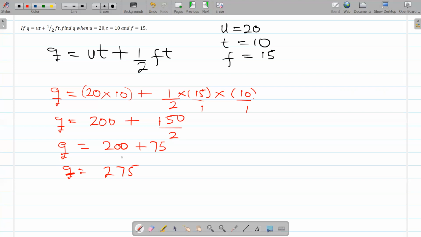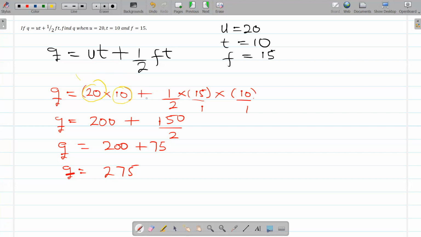Yes, it's okay. Okay, let me go over one more time. We have Q being equal to UT plus half FT. Then we say that U is what? 20. So I write my 20 here, times the T. The T is what? 10.